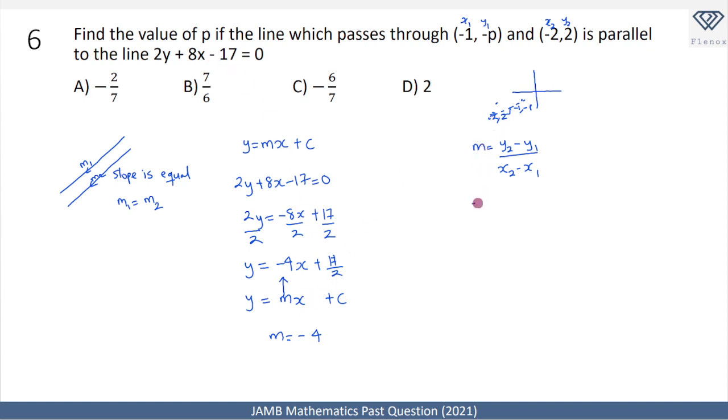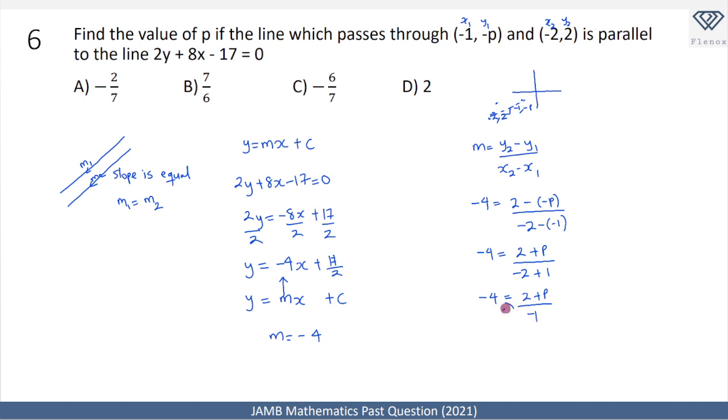So m becomes minus 4, equals y2, which in this case is 2, minus y1, which is minus P, over x2, which is minus 2, minus x1, which is minus 1. So this becomes minus 4 equals 2 minus times minus is plus P, over minus 2, minus times minus also is plus 1. So minus 4 equals 2 plus P over minus 2 plus 1, which is minus 1.